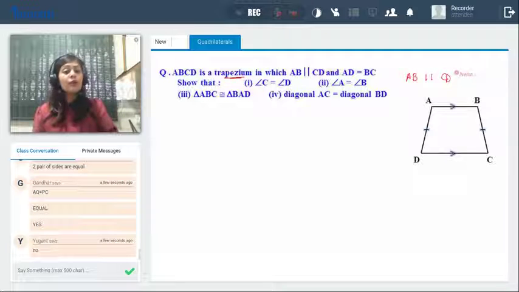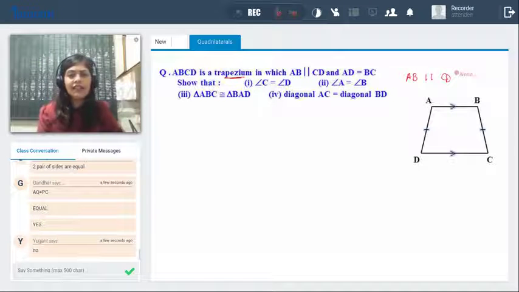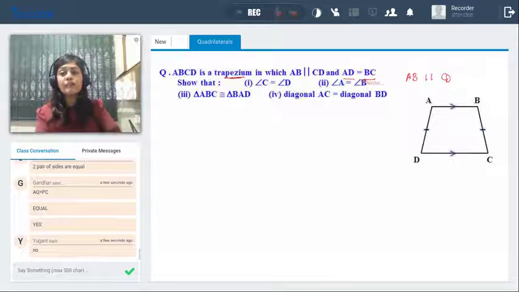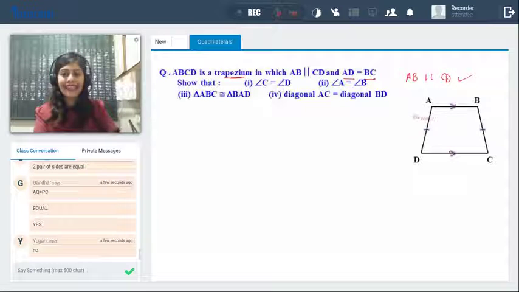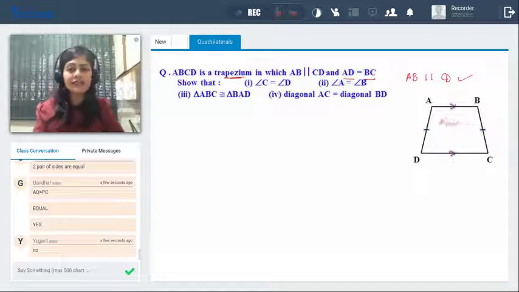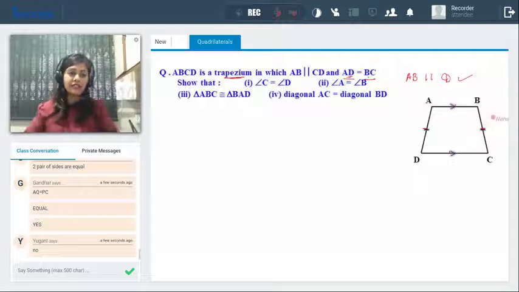So it has only one pair of parallel sides, and here it is given AB and CD are parallel to each other. So what about the non-parallel sides? In a regular trapezium, we know nothing about the non-parallel sides. So let's have a look at them. They say AD and BC. Students, pay attention. In a trapezium, we have one pair of parallel sides and one pair of non-parallel sides. AD and BC are the non-parallel sides. And what have they given about those two sides? AD and BC are equal to each other. So we have already marked that AD and BC are equal to each other.